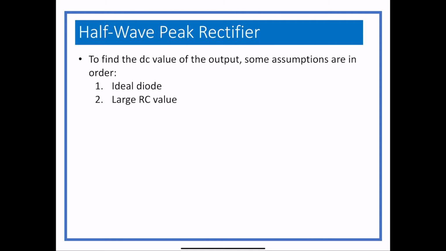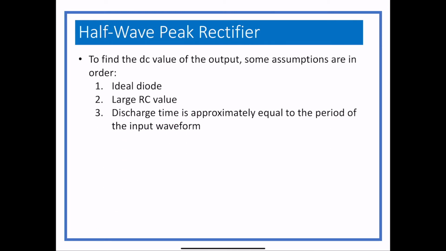And we're going to assume that the discharge time is approximately equal to the period of the input waveform. We know it's not, but the charging time is going to be really small and the discharge time is going to be large. So we're actually going to approximate that by saying it's equal to the period of the waveform. We're also going to assume that the ripple voltage is basically a triangle.